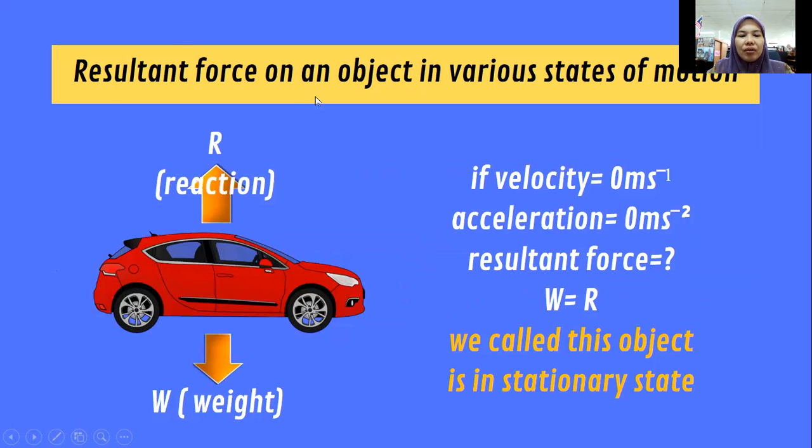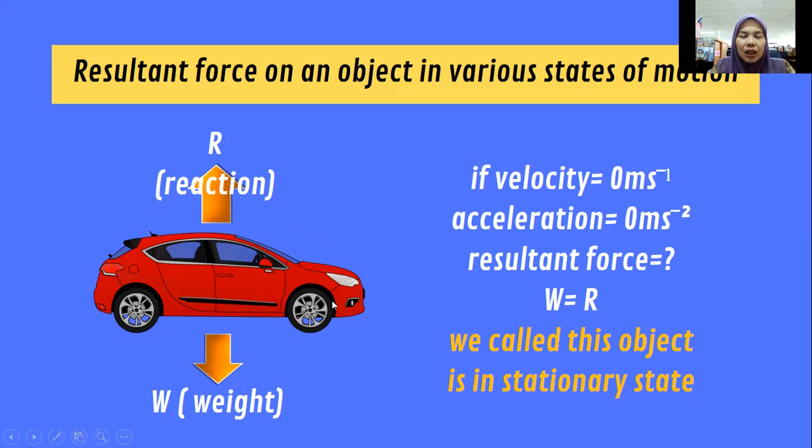Resultant force on an object in various states of motion. If we have an object here, you have to draw every possible force that will act on this object. The possible forces are reaction and weight. If the object is stationary, the object doesn't have any acceleration, no velocity, and also no displacement, zero.